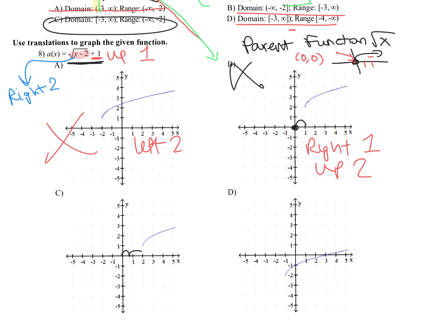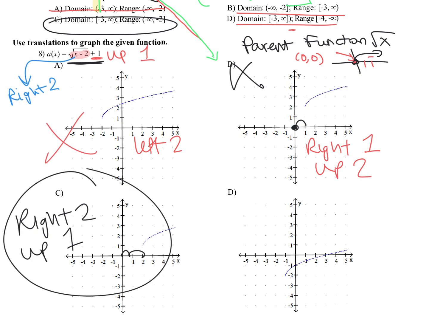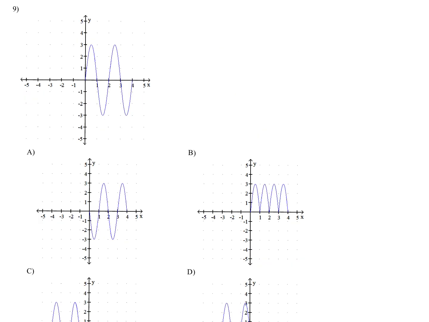This one has been moved to the right 2 and up 1, and that's what I was trying to find. All right, so I'm using this equation to describe the transformations, and I'm just matching the graph. All right, so let's try number 9. So for number 9, I'm sorry, it looks like the instructions are on the other slide, but I can tell you what they were. It says to graph the transformation f at -x.